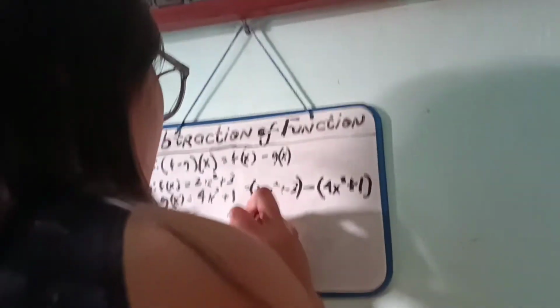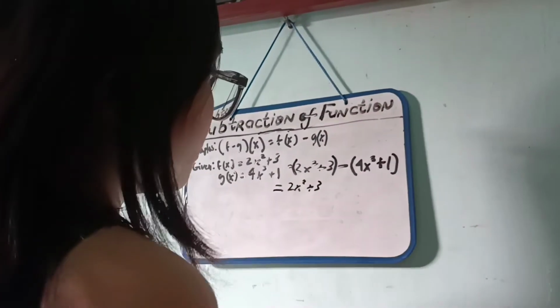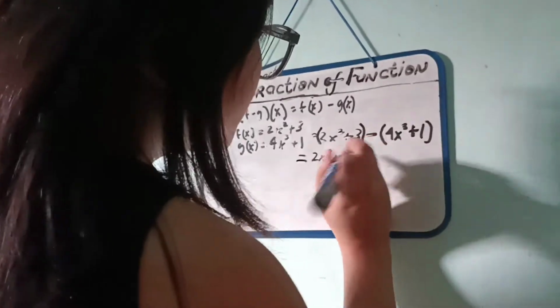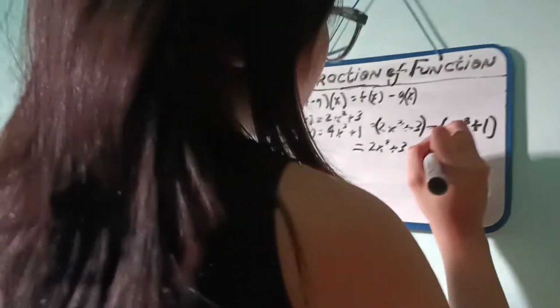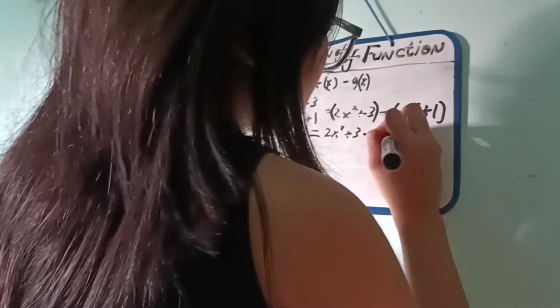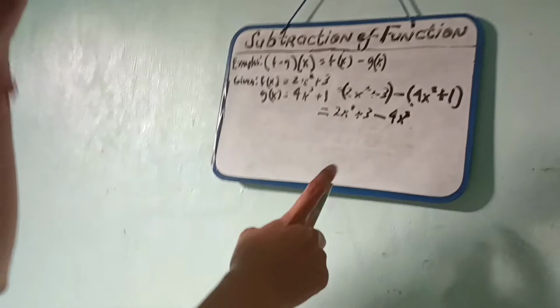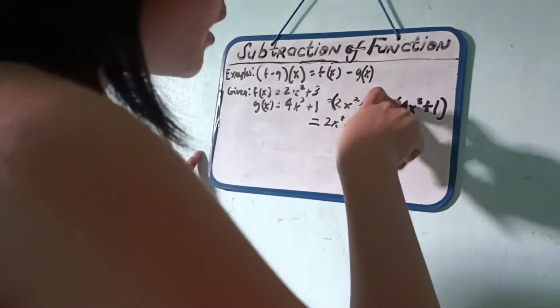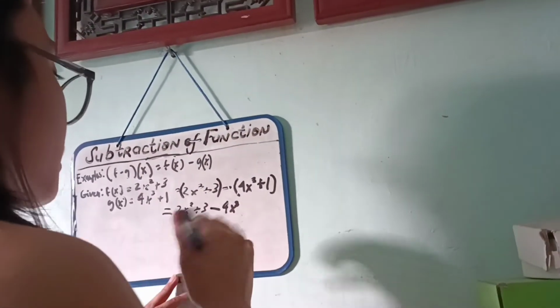Labas na sa parenthesis. So, distribute naman ulit natin. Negative times positive 4x cubed, that would be negative 4x cubed. Positive, negative times positive 1, that would be negative 1.